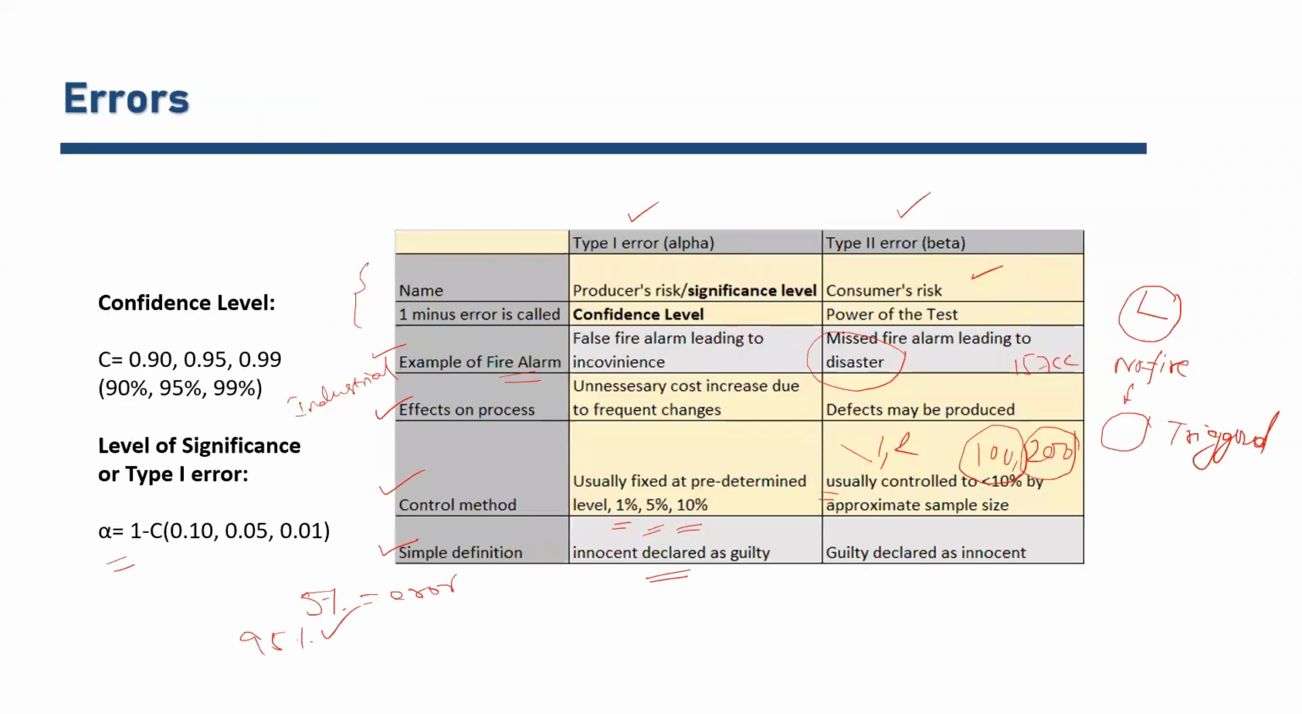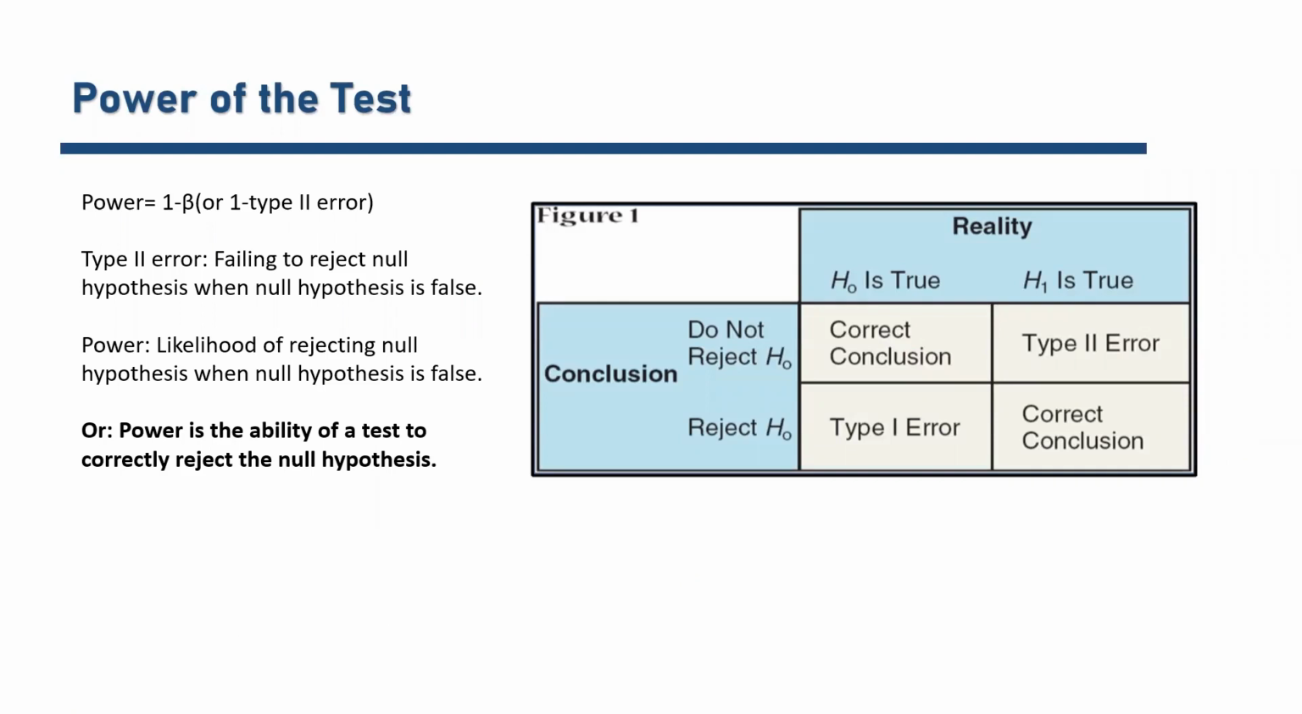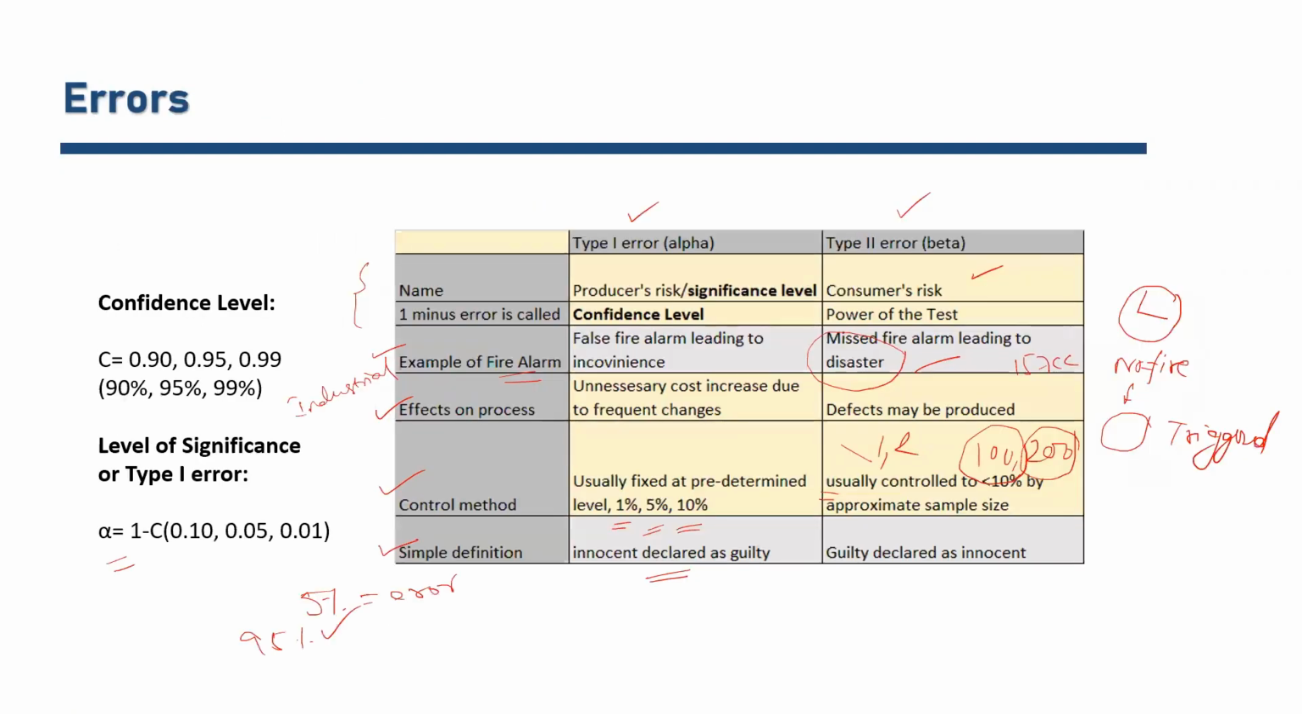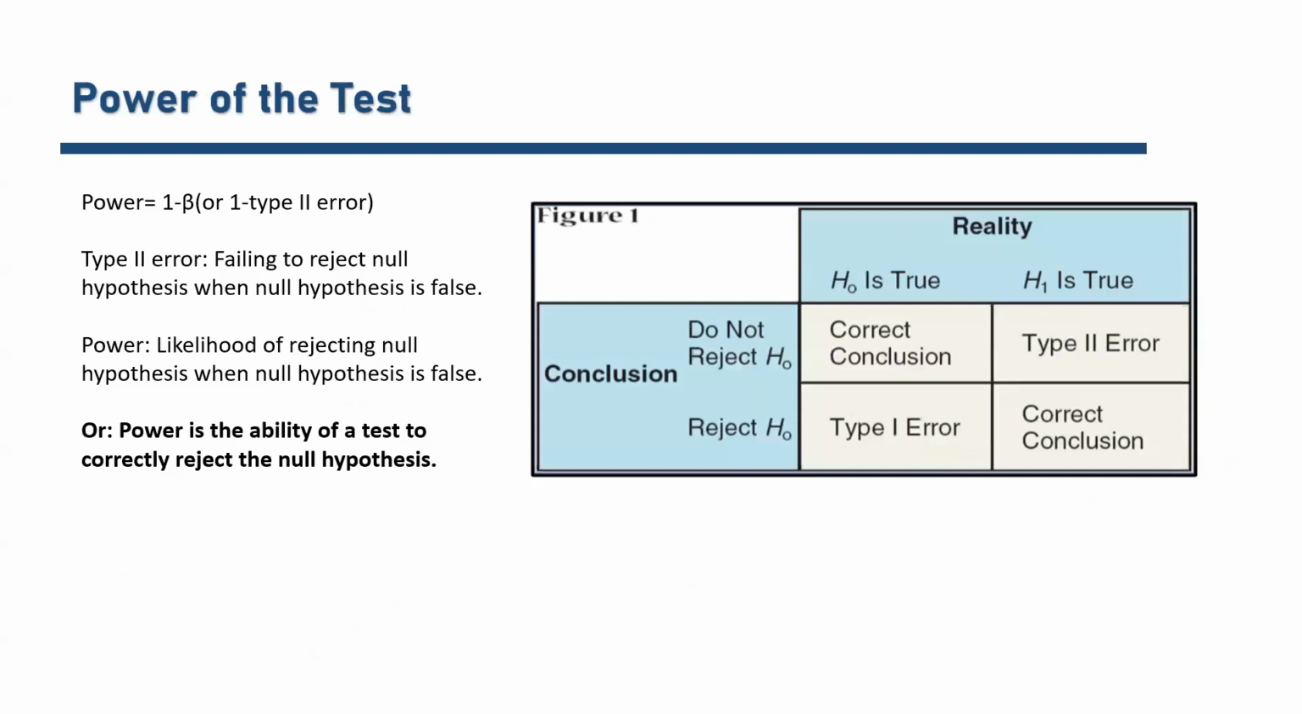Something which has gone wrong, fire alarm, right? Something which has gone wrong and we failed to detect it. So in case of fire alarm, say the house was on fire and the smoke detector did not work, and we classified it as a type 2 error. So power is actually the ability to find out the change. If something has changed and you find out, this is the power of your test.